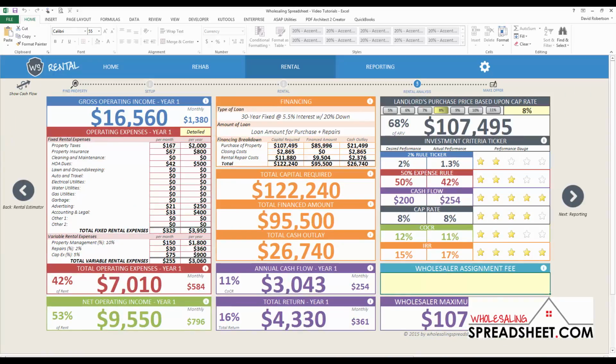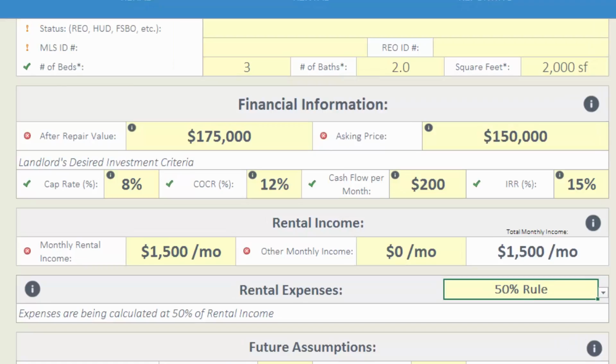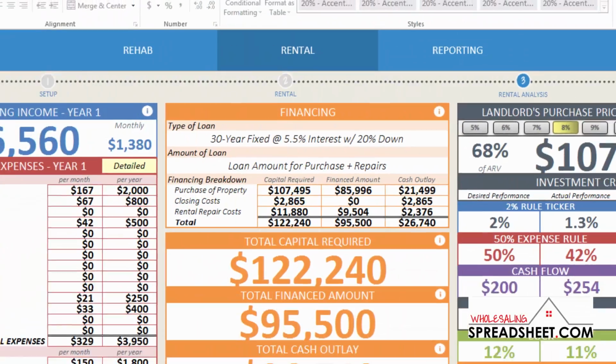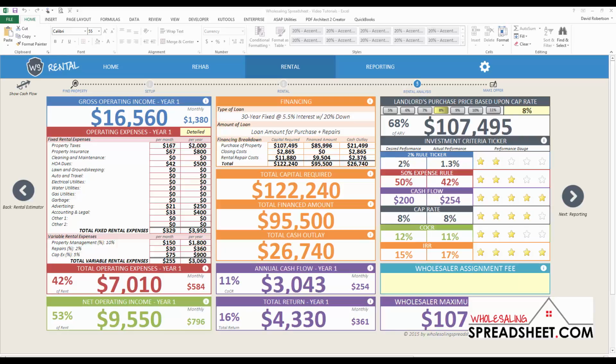The next section is where you will analyze the property value based upon 6 key rental investment metrics. Talk to your rental buyers list and determine what investment metrics and investment criteria are most important to them for acquiring a rental property. You can set up your landlord's desired investment criteria on the property information sheet under the Financial Information section. The first and most important investment metric is the capitalization rate, because this is going to be used to directly calculate the landlord's purchase price.